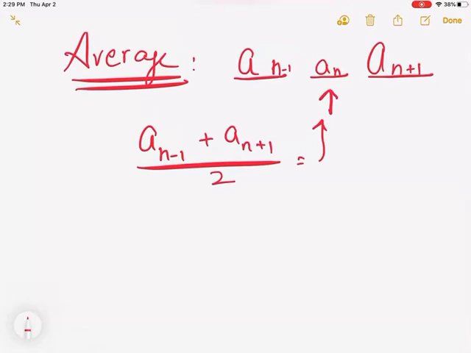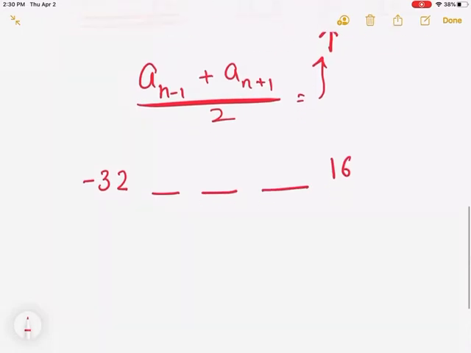Let me put another example like this. Let's say the first term is negative 32. Another term is 16. And now in between these two terms, I have 3 terms. How would you solve for those 3 missing terms?